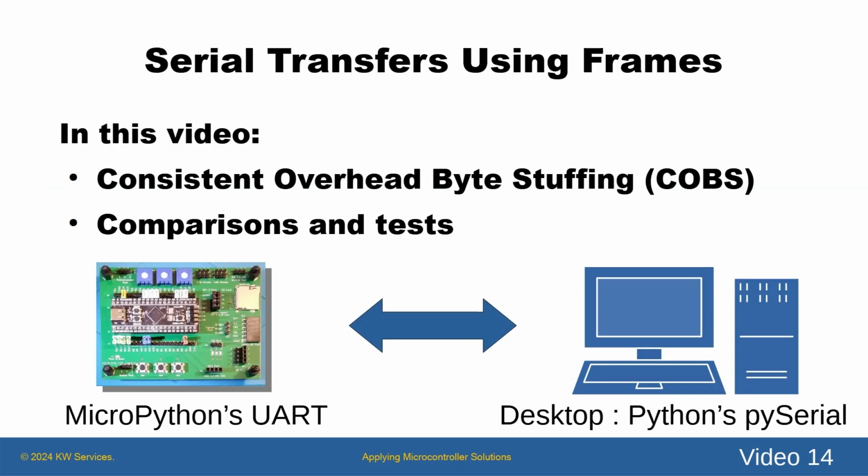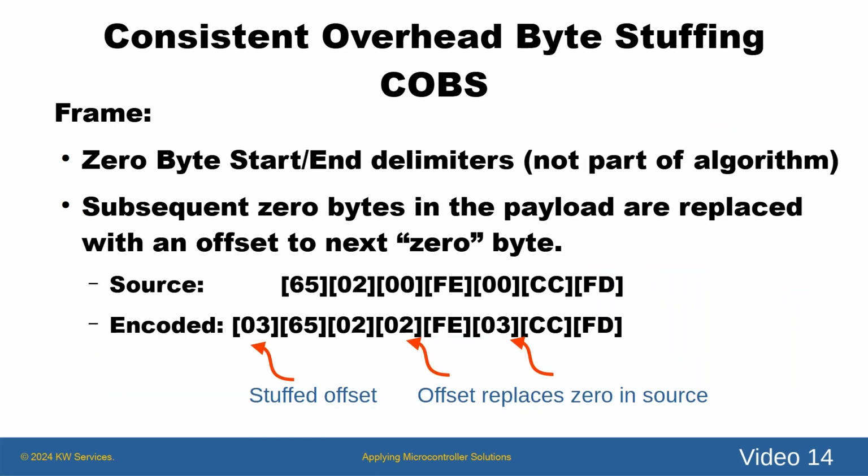In this video, we continue to explore frames by using the COBS algorithm to build and decode our frames in serial transfers. Through internet searches, we locate 3 COBS code examples. We will verify their encoding and then use their example.